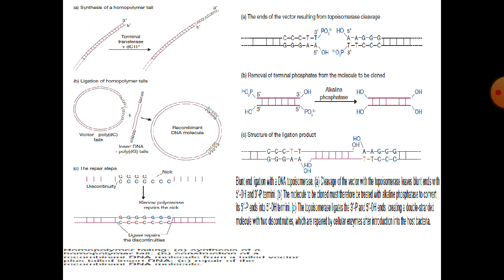Another method of introducing sticky ends to the blunt end DNA strand is homopolymer tailing. Homopolymer means a polymer having the same monomeric units. So here, homopolymers generally can be a sequence containing multiple G repeats, that is guanine repeats, or adenine repeats. This is included in the sequence.